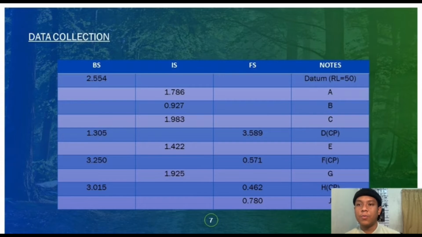Backside we got 3.250, and front side we got 0.571, and for G we got 1.925. H is also a change point. Front side we got 0.462, and backside we got 3.015, and for J we got 0.7880. That's all the data, and then the presentation for the calculation will continue.